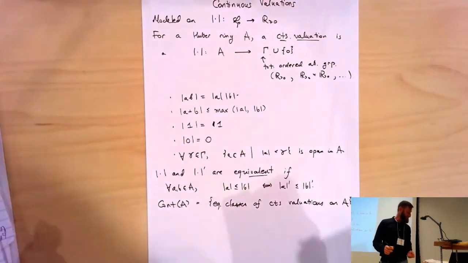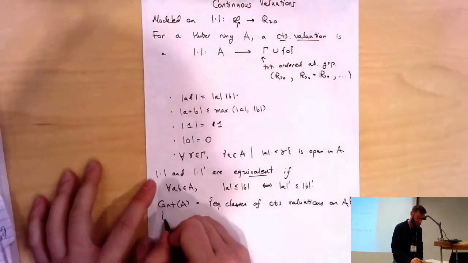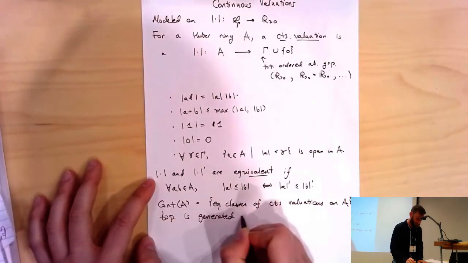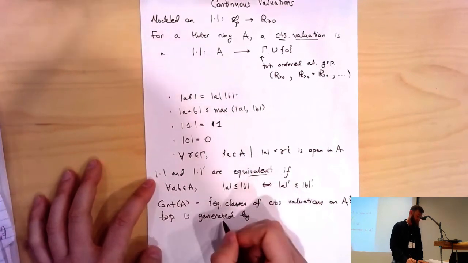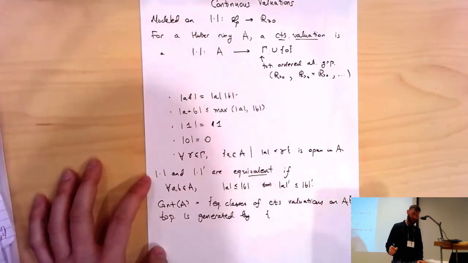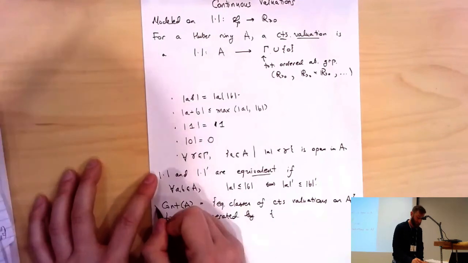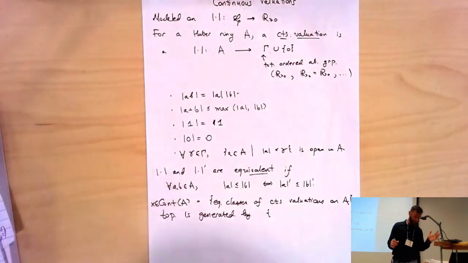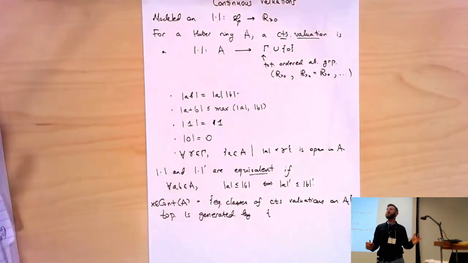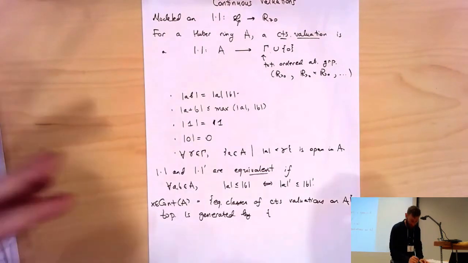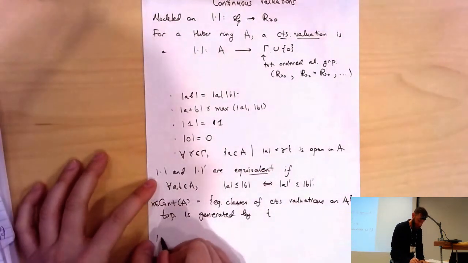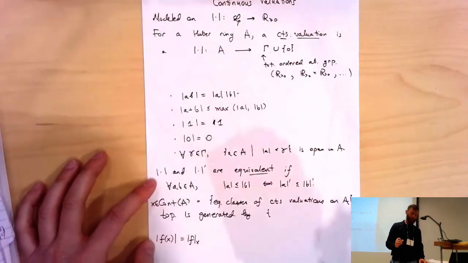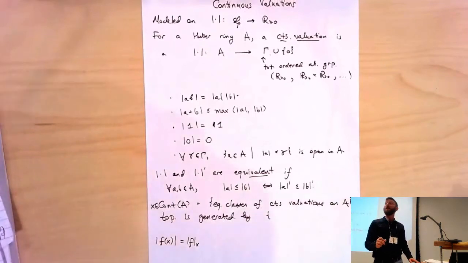I need to talk about what the topology is. I will sum it up this way. The topology is going to be generated by sets of this form. Strange notation here. I'm going to label points of the set as x, because we like points of sets to be labeled as x. And then when I have an element f in the ring, I'm going to use this thing to mean the absolute value of f with respect to the continuous valuation labeled by x.